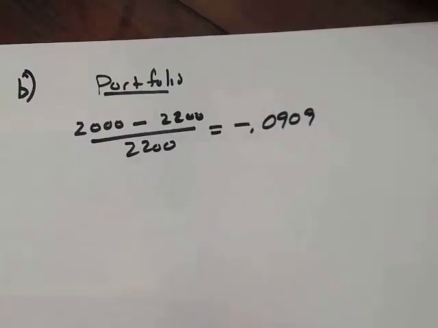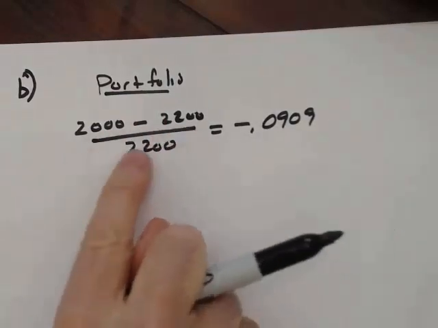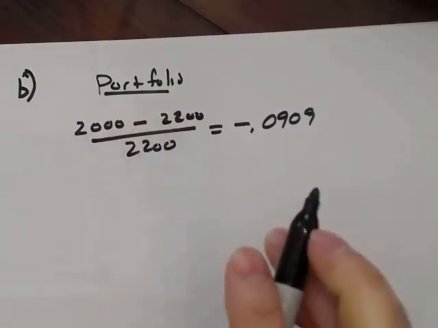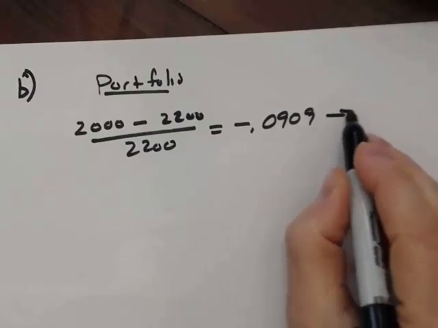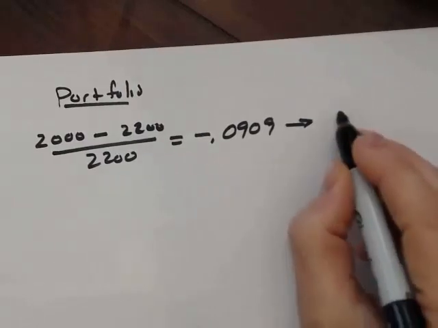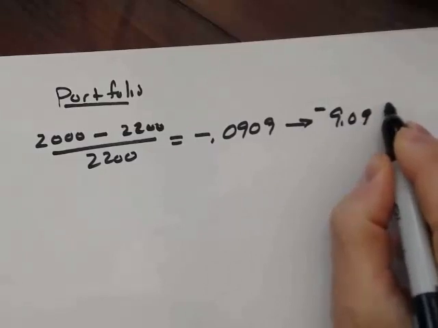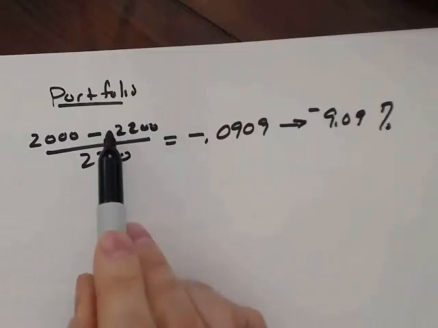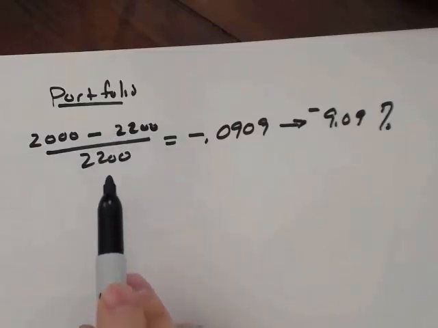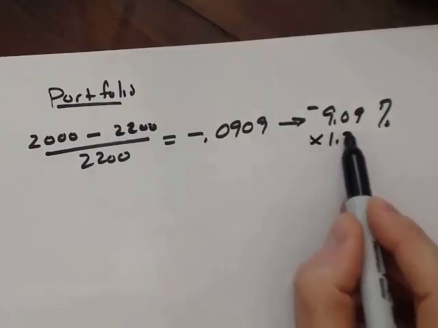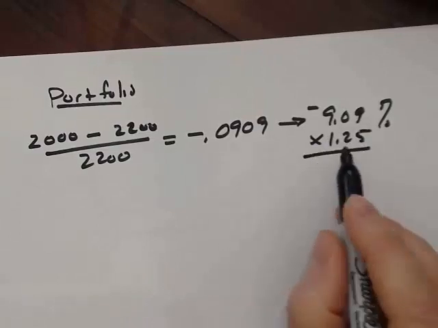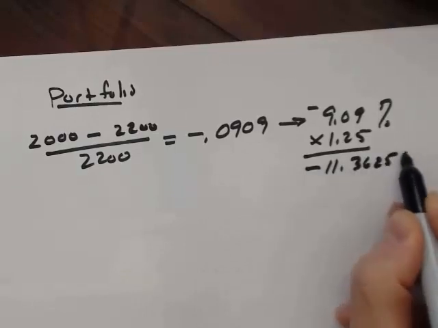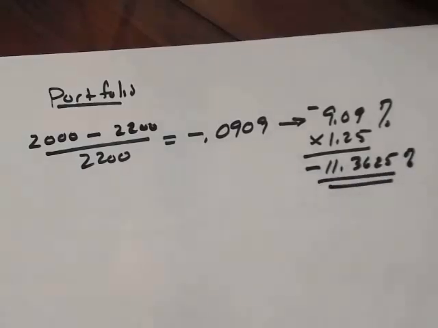9.09%, right? On our portfolio, well, that's what I should be careful. This is what the index changed by, okay? But now remember that we have a beta of 1.25. So here is our percentage change, 9.09. Now this is how the market changed, right? But remember, our portfolio has a beta of 1.25, so the value of our portfolio fell 11.3625%. Okay, it gets magnified by that.